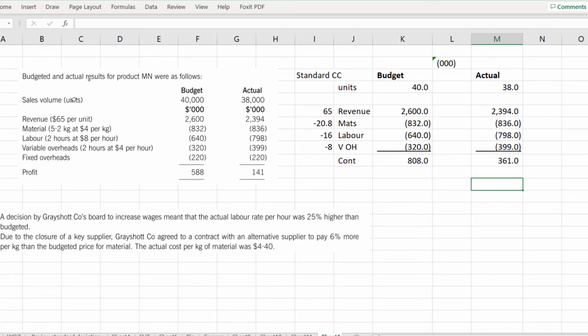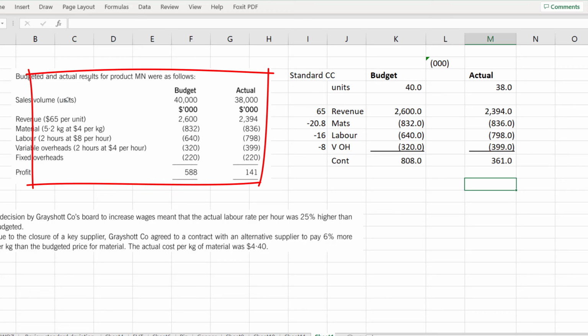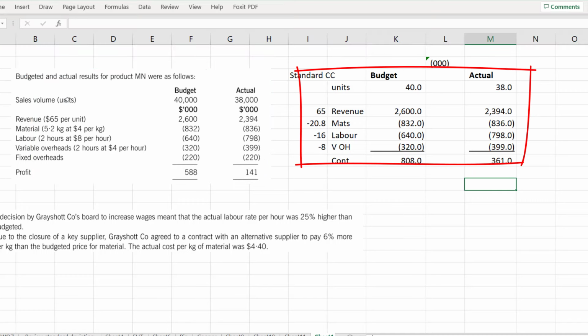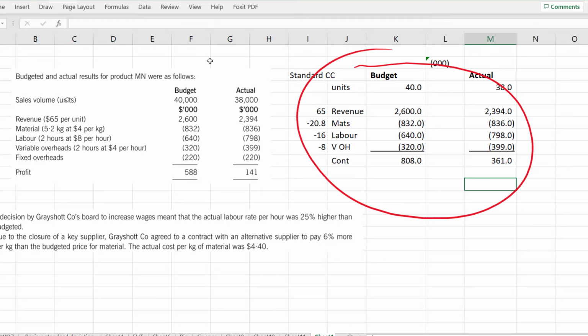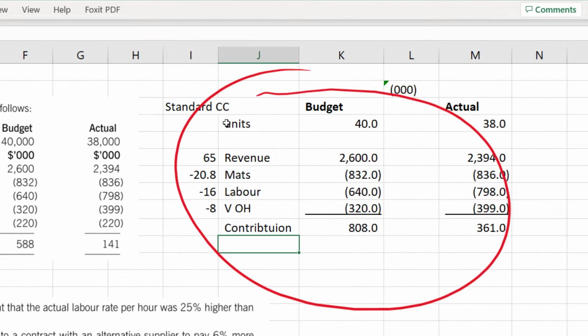Here on the left side of the spreadsheet, I copied in the important information from the question. Here on the right, I've reproduced the P&L. And look at this, I did something a little bit different. I am going to work to contribution, not to profit. We're going to do it using marginal costing, and in your PM exam, they do it this way. They do it in marginal costing, working to contribution.